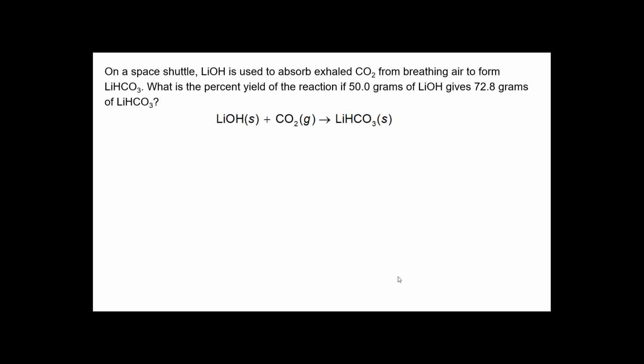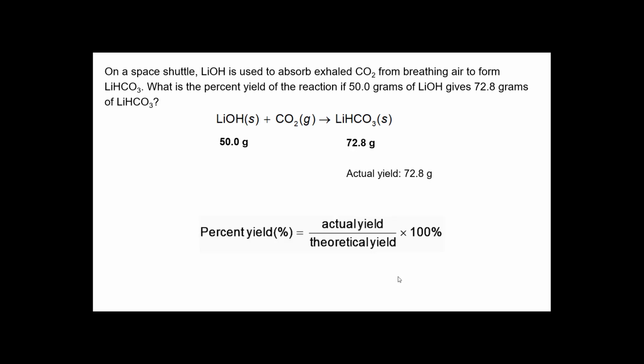On the space shuttle, lithium hydroxide is used to absorb exhaled carbon dioxide from breathing air to form lithium hydrogen carbonate, or lithium bicarbonate. This is why you need to know polyatomic ions. What is the percent yield of the reaction if 50 grams of lithium hydroxide gives 72 grams of lithium hydrogen carbonate, or lithium bicarbonate, depending on how you want to say that?